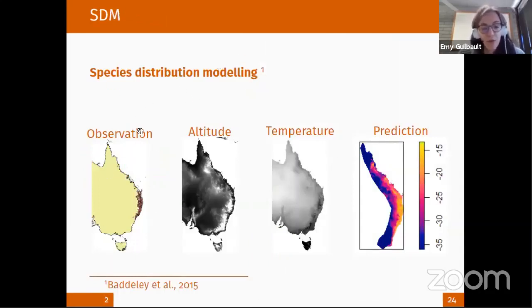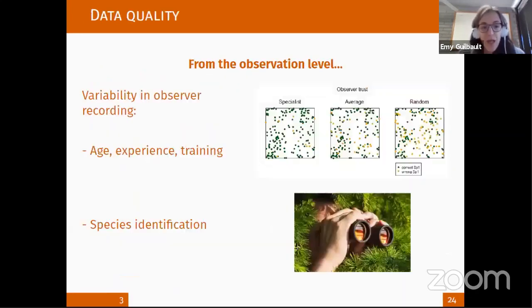We use those coordinates observations combined with different environmental covariates, altitude, temperature, you name it, to predict where a species could be. But those predictions that we create are only as good as the observation we implement in our model. Unfortunately for us, in citizen science, the data quality can be very variable. And in terms of variability, we have bias in terms of noise, identification, and let's focus on this observation at the observer level for now.